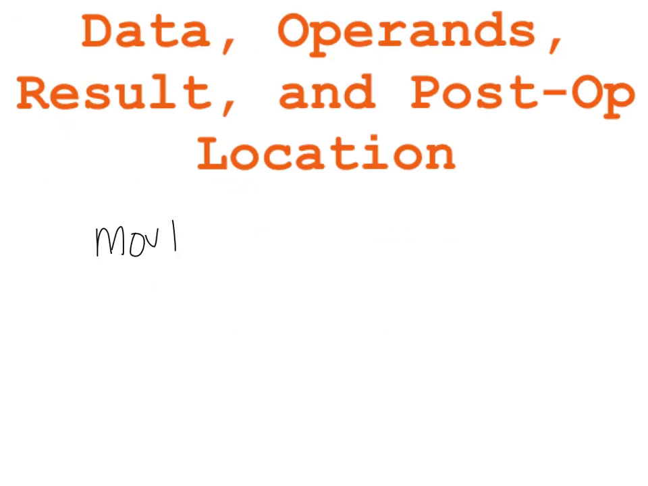Let's say that we want to move something from the A register and put it in the B register, just because. So this should look pretty familiar to you already, the syntax at least. We want to move something, and where do we want to move it from? Well, we want to take it from the A register, and we want to copy it over to the B register.